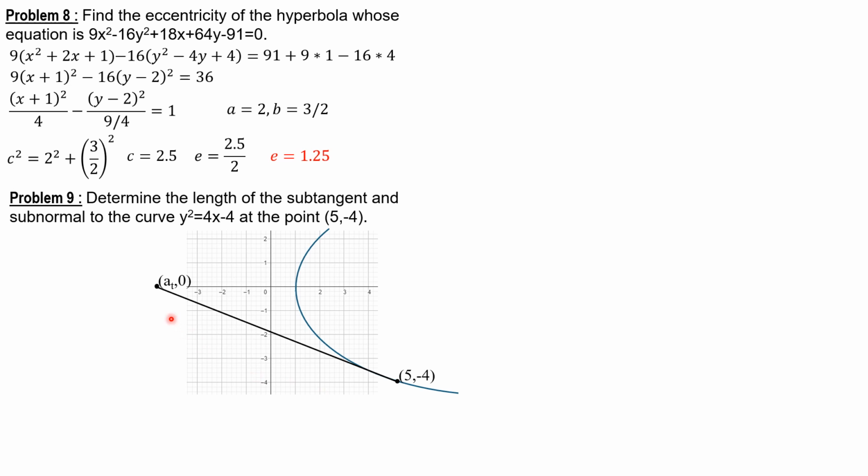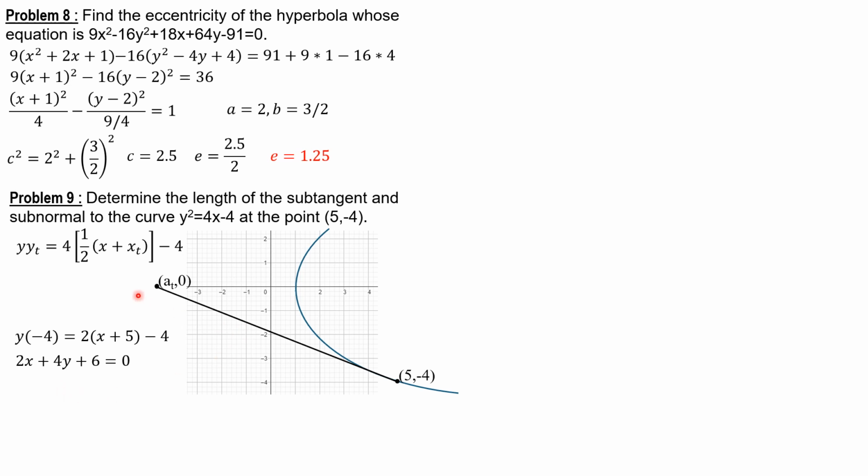And the equation of this tangent, by analogous approach, we replace y square by y y_t and x by 1/2 of (x plus x sub t). So y y_t equals 4 times (1/2 of (x plus x_t) minus 4). So this is 2. Y times negative 4 equals 2 times (x plus 5 minus 4). So therefore, this is 2x plus 4y plus 6 equals 0. So that's the equation of the tangent. The slope of the tangent is negative A over B, so negative 2 over 4, so that's negative 1/2.